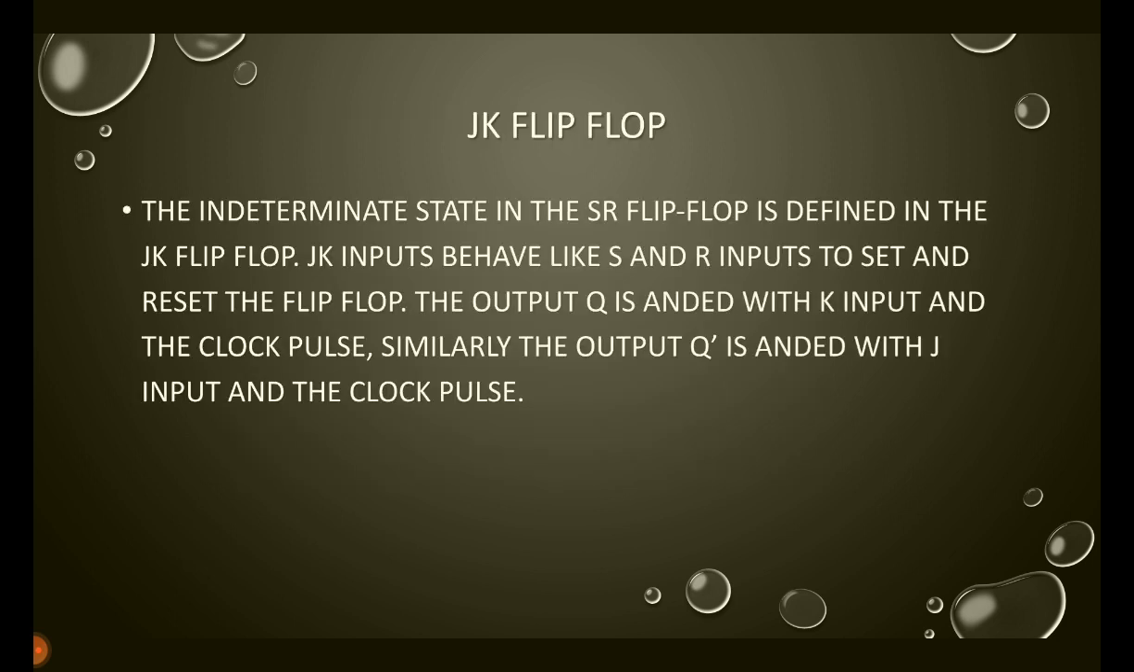Next one is JK flip-flop. The indeterminate state in the SR flip-flop is defined in the JK flip-flop. J and K inputs behave like S and R inputs to set and reset the flip-flop. The output Q is added with the K input and the clock pulse. Similarly, the output Q dash is added with the J input and the clock pulse.